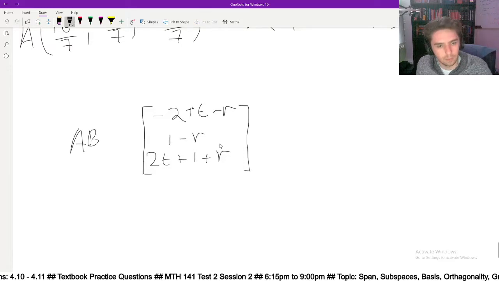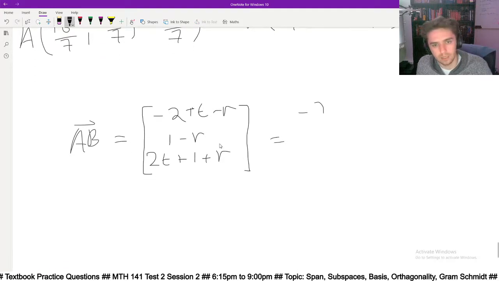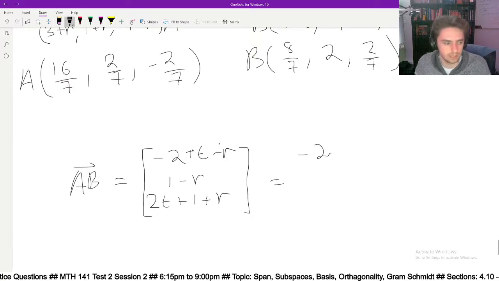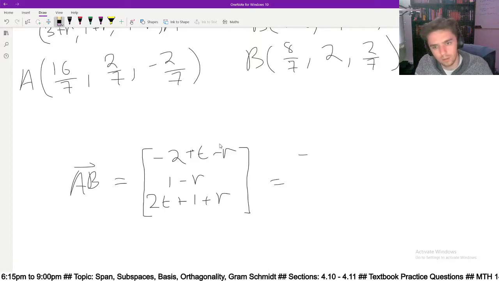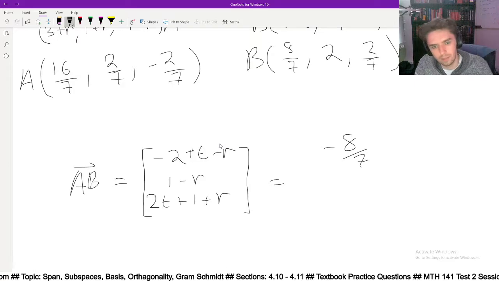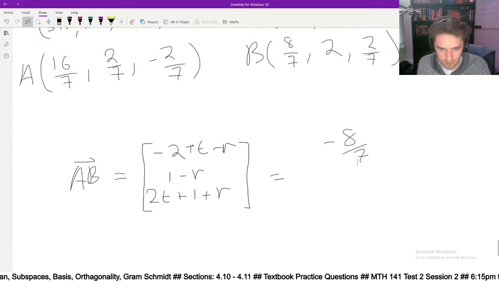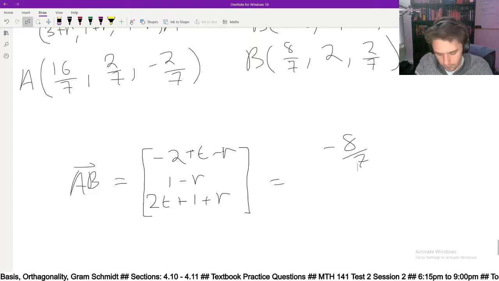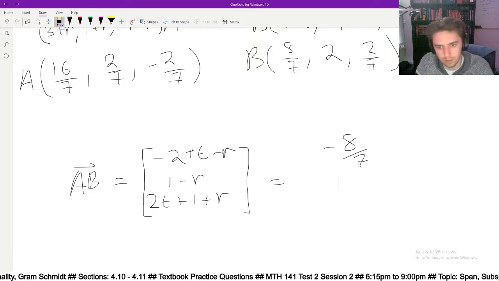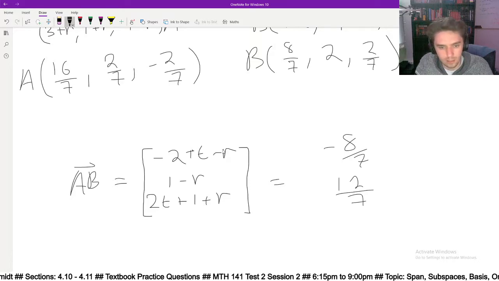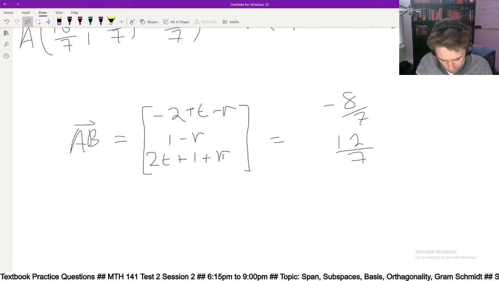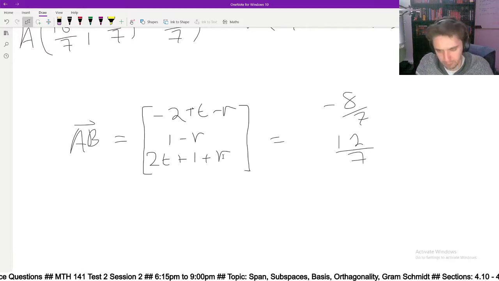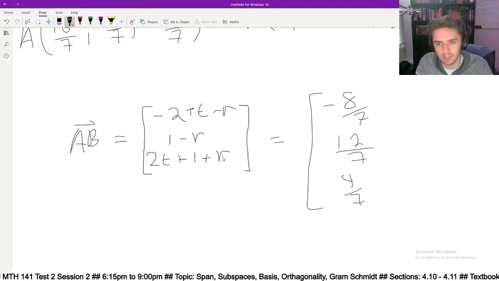So AB, putting in the numbers, so -2, t was 1/7, so -2 plus 1/7 plus 5/7, -8/7, 1 minus, so 1 plus 5/7, 12/7, oops, not 17/12, 12/7, and then 2/7 plus 1 minus 5/7, so 4/7. And then we just find the magnitude of this vector, right?